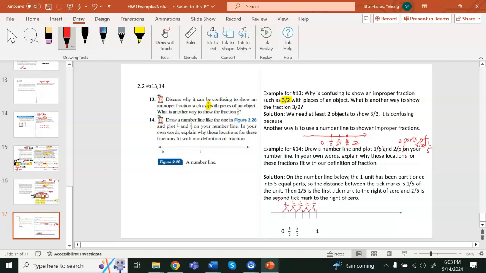So that's why the first tick mark is just 1/5. But the second tick mark, because you have 2/5. And this is also how far, so how far this fraction is from 0. So this is 1/5 from 0, 2/5 is going to be 2/5 from 0, and so on.